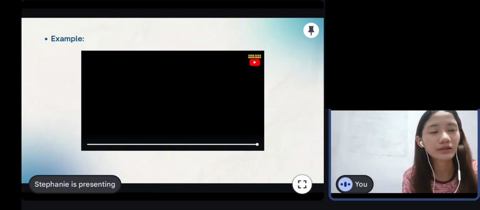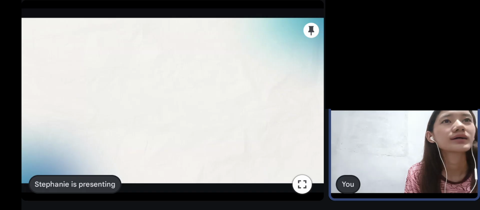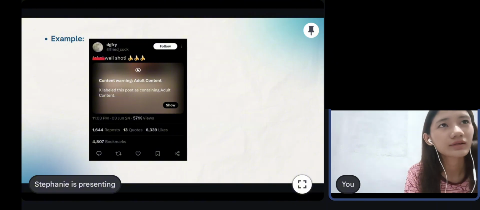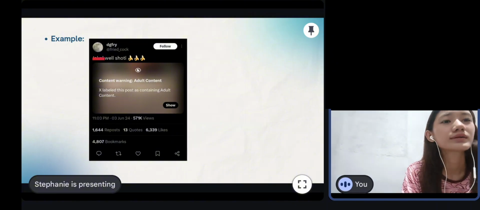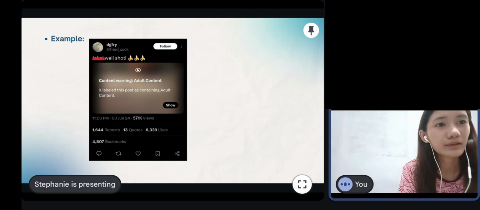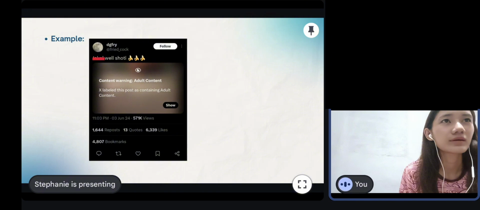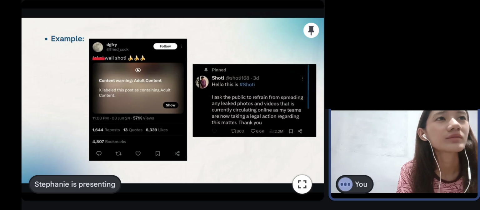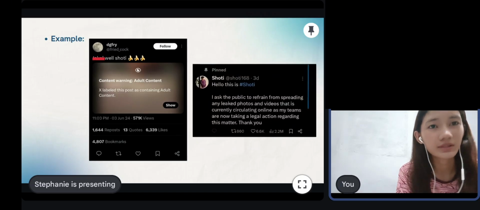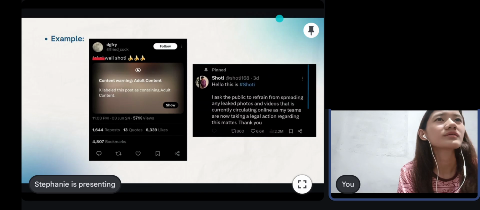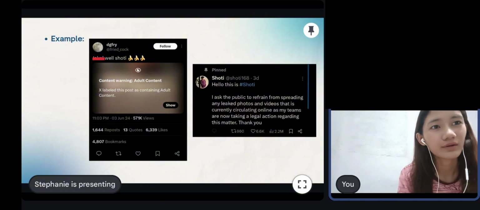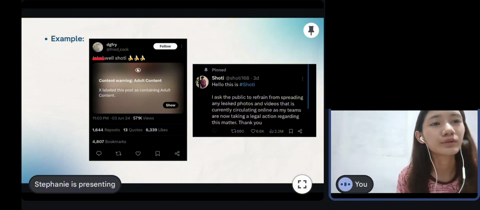So I'm going to share another example, which is about a singer named Shoti. There was a leaked private video, and then he posted a statement after that, in which he asked the public to refrain. As you can see right there. So malinformation is like sharing someone's secret just to embarrass them, as I have shown you earlier.